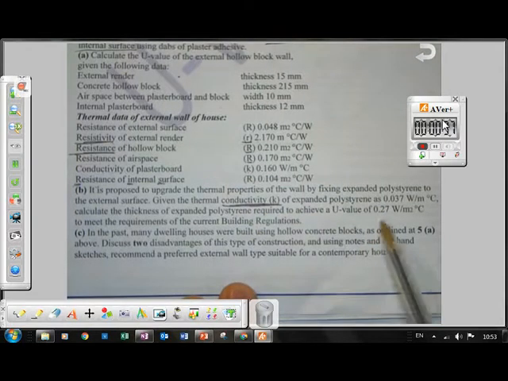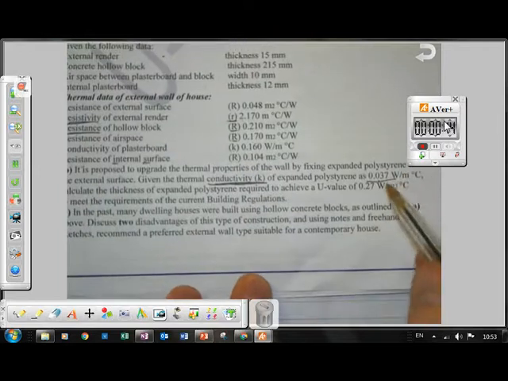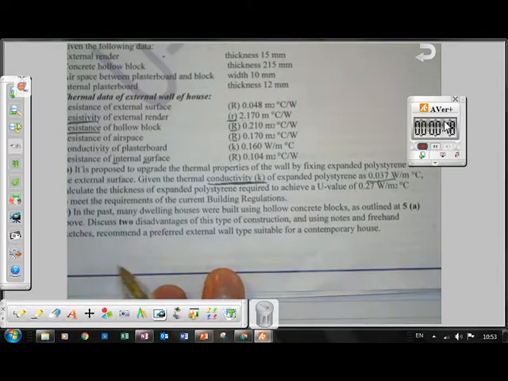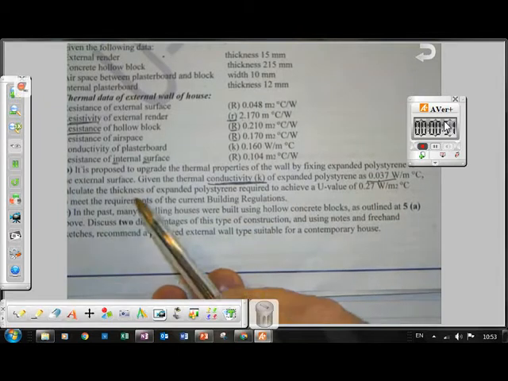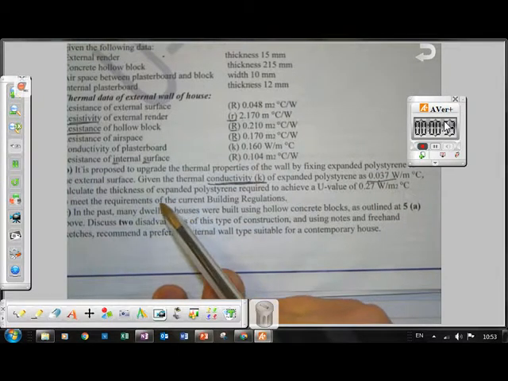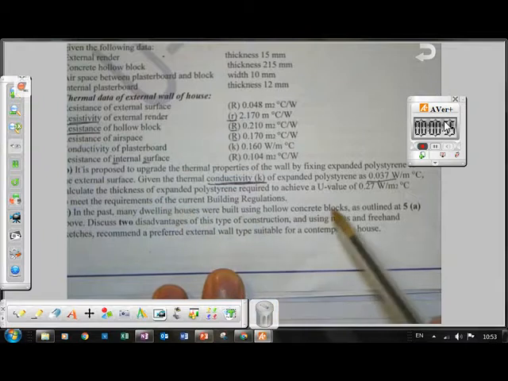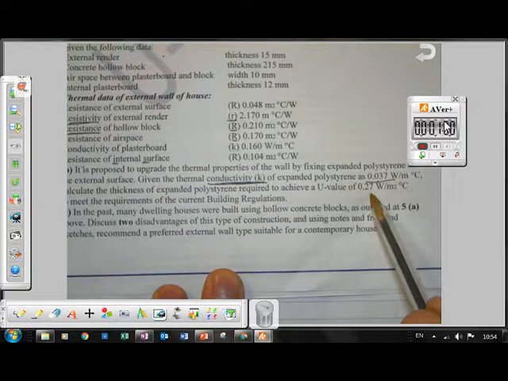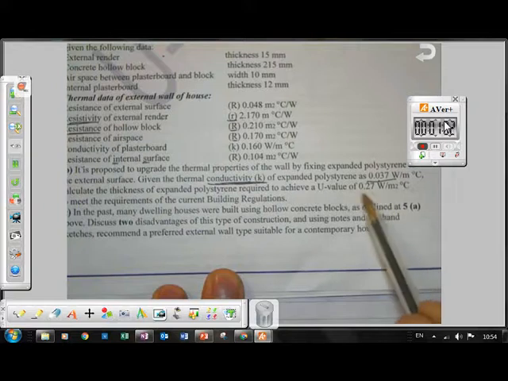The expanded polystyrene has a conductivity of 0.037, so obviously it's got a very low conductivity because it's polystyrene, which will help with the U value. Now, the question is, calculate the maximum thickness of this expanded polystyrene to achieve a U value of 0.27. So to achieve this U value of current building regulations, we have to calculate how much insulation we have to put onto the outside of this wall.